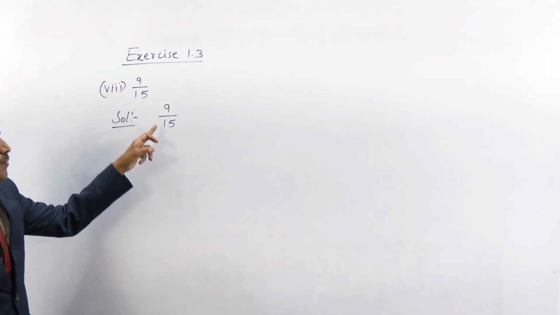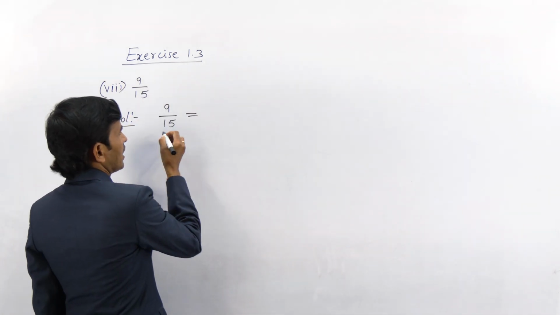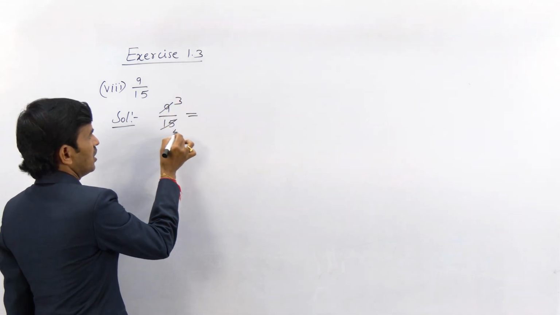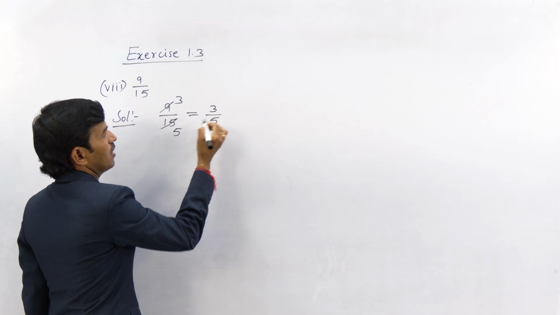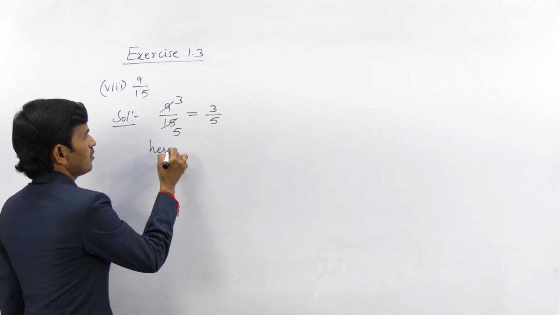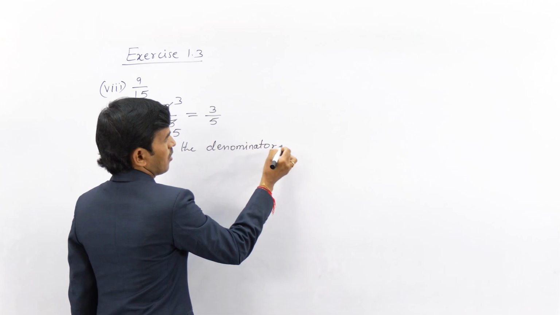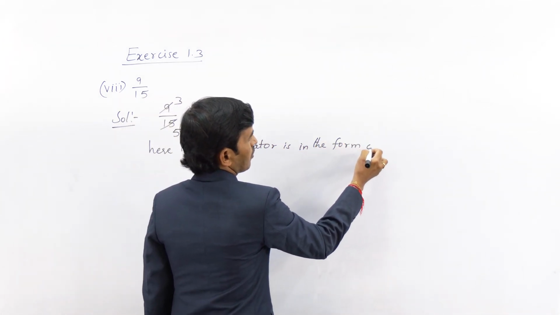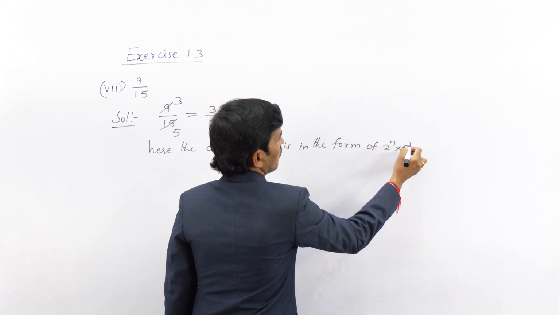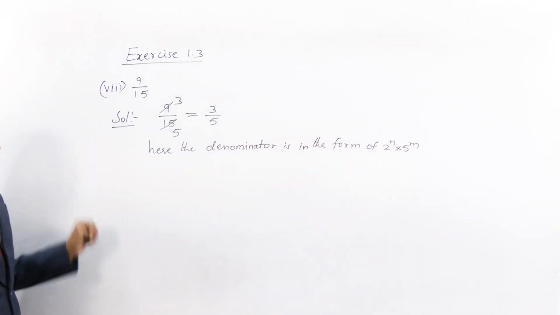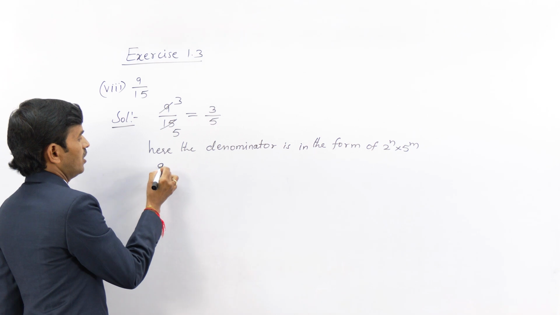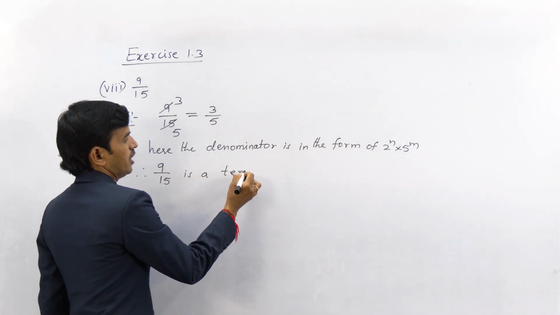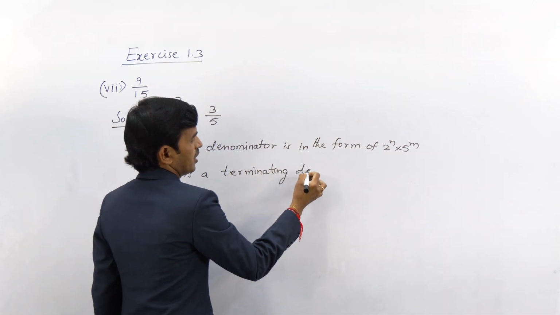Given rational number is 9 by 15, can be written, by cancelling with a common factor, 3 3s are 9, 3 5s are 15, as 3 by 5. Here the denominator is in the form of 2 power n into 5 power m. Therefore 9 by 15 is a terminating decimal.